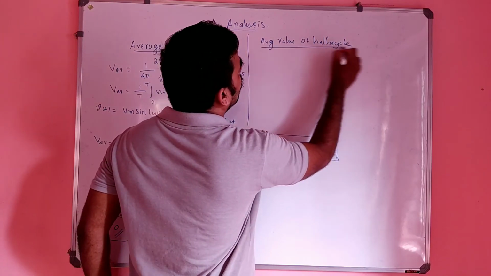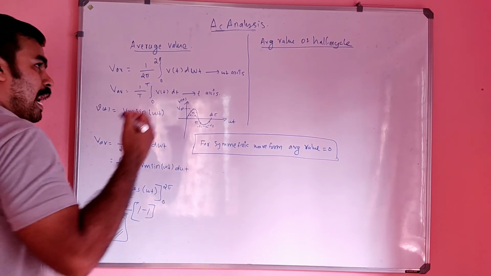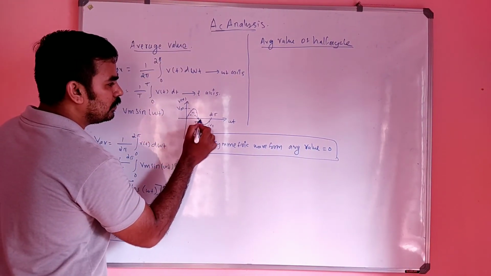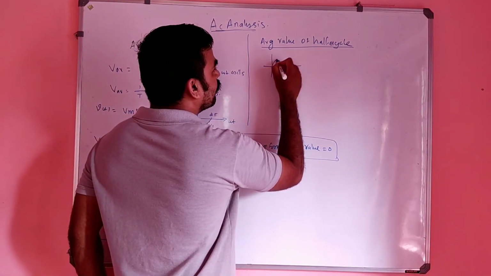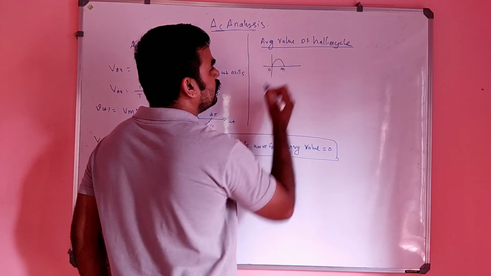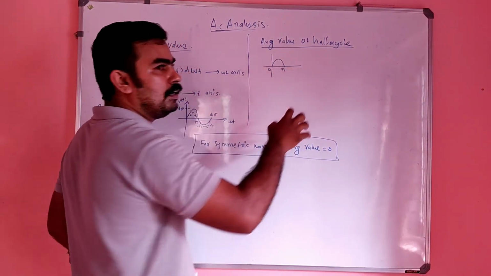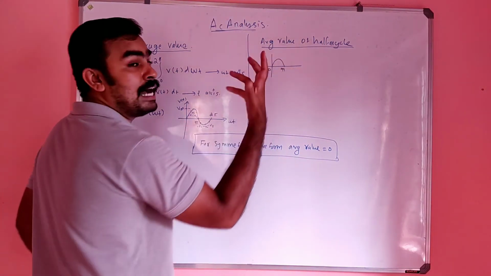What will be the average value of a half cycle? For a half cycle, that means you have just from here to here only, 0 to pi only. Because when we take the full cycle, that will of course be 0. Then what is the average value of a half cycle?